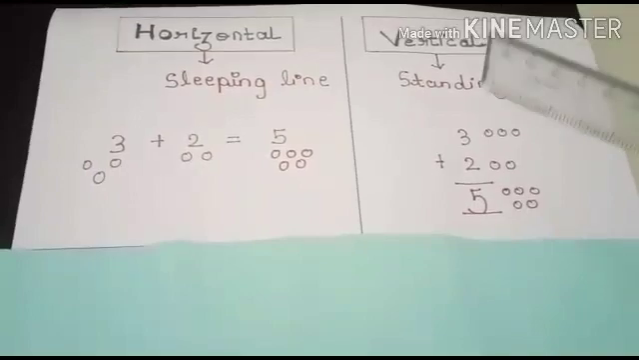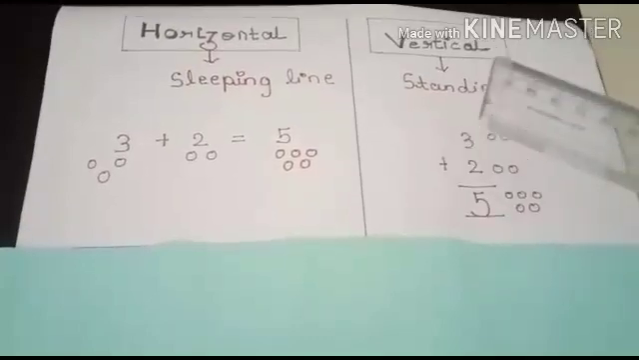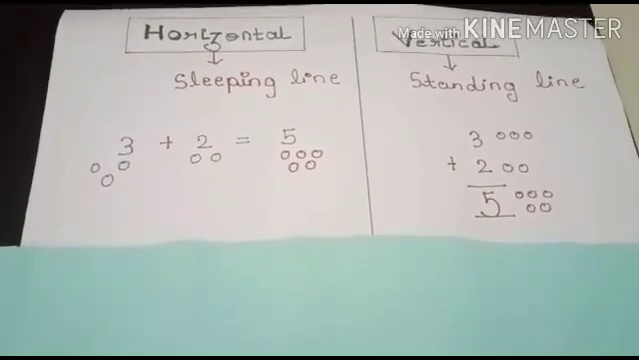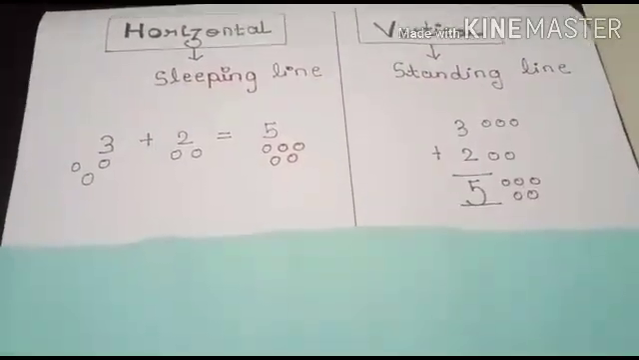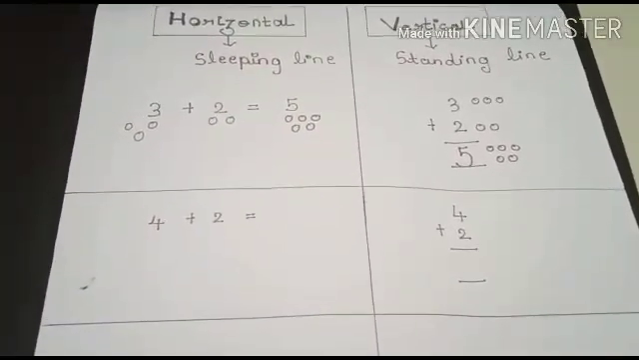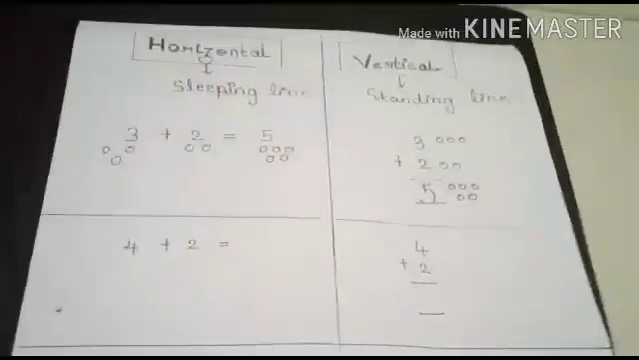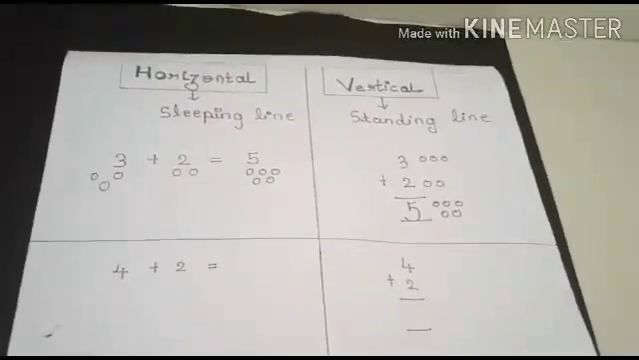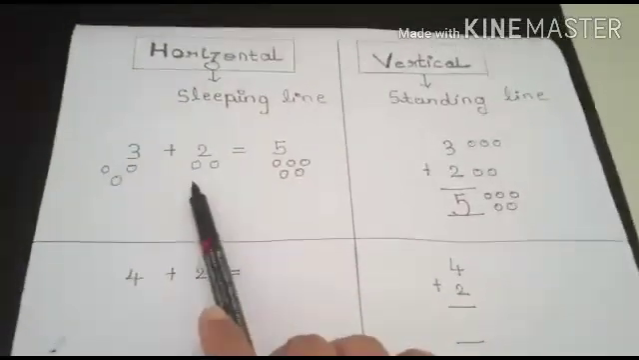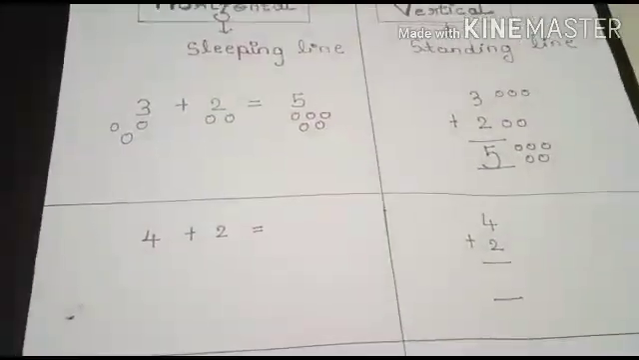In the same way here also, but it is written in a standing line. 3 plus 2 is equal to 5. Now let us see some more examples. Children, here are two examples in front of us. But in the earlier example, you saw that there were circles with the digit. That is, here 3 circles plus 2 circles, that is 5 circles. But here no such circles are there. So how will we perform?